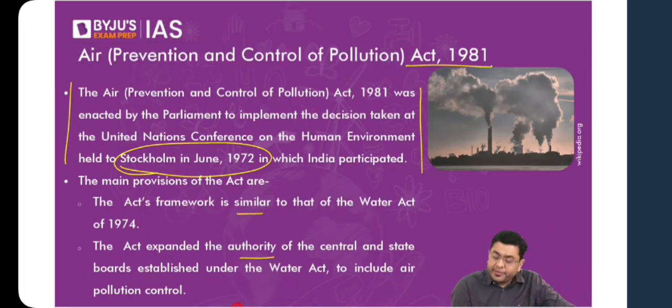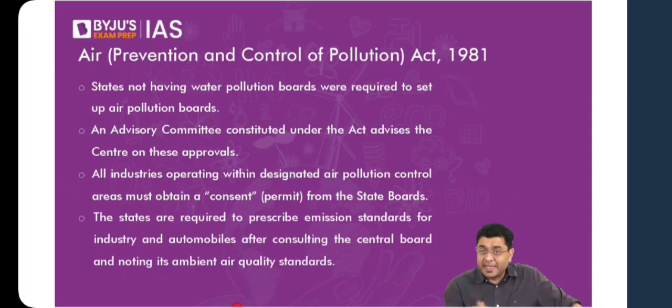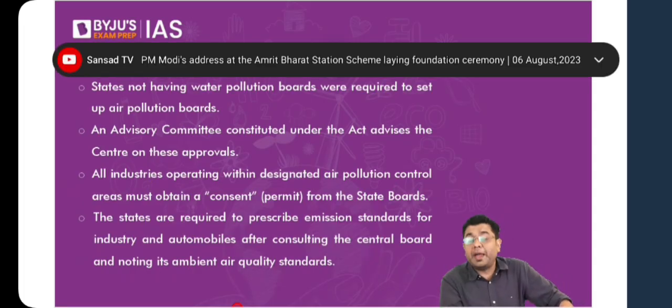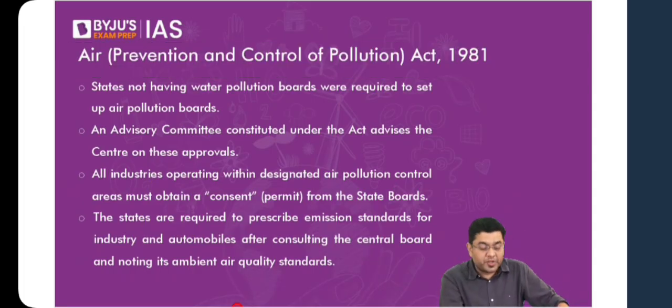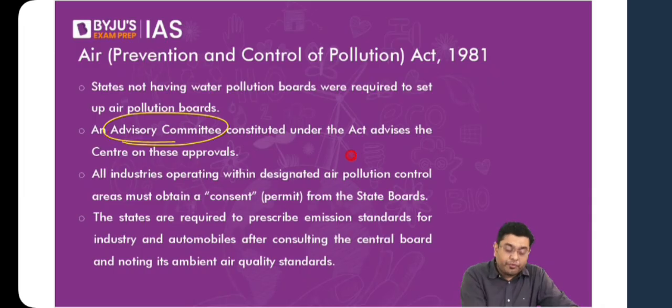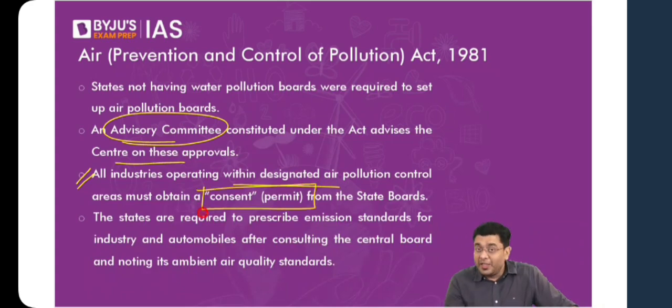It expanded the authority of the State Pollution Control Board and the Central Pollution Control Board. States which had not managed to establish these pollution control boards by 1981 were asked to establish them. An advisory committee was constituted, which would advise the center on the approvals. All industries operating within the designated pollution control areas need to obtain a consent or a permit from the state boards. Okay, all the industries needed a consent, and that consent would be based upon the kind of emission, the amount of emission that they would carry out.